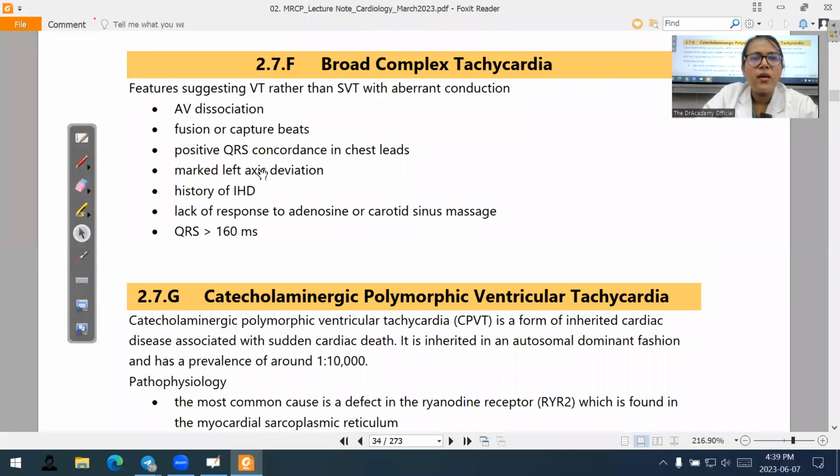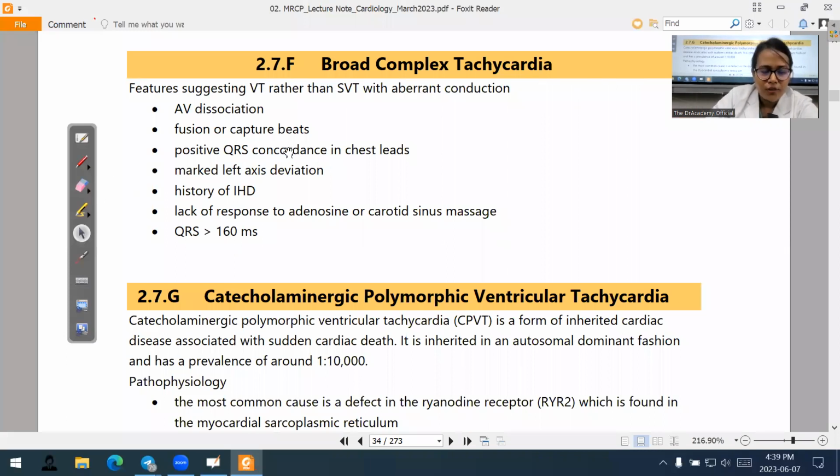Broad complex tachycardia. So these are the features that I was talking about: fusion or capture beat, positive QRS concordance, marked left axis deviation, history of ischemic heart disease, QRS duration more than 160 milliseconds, and lack of response to adenosine or carotid sinus massage. Of course, ventricular tachycardia will not respond to the SVT maneuver.